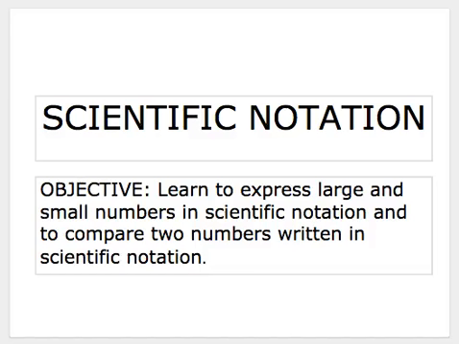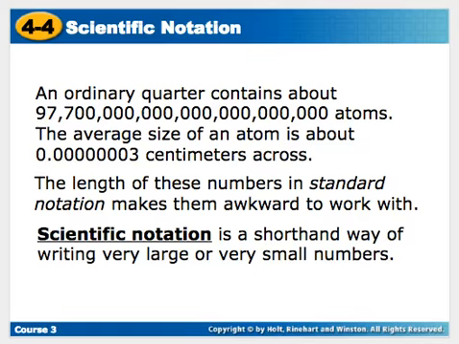The objective of this lesson is to learn how to write really large or really small numbers in a much easier way, and also to be able to compare two numbers that have been written in scientific notation. Scientific notation makes it easier to write and manipulate very large or very tiny numbers. I don't know about you, but I would rather say 97.7 times 10 to the 22nd power rather than say 97 septillion 700 sextillion atoms.